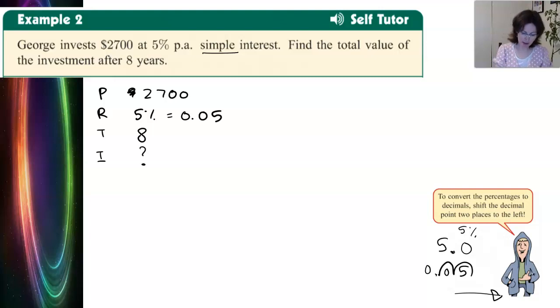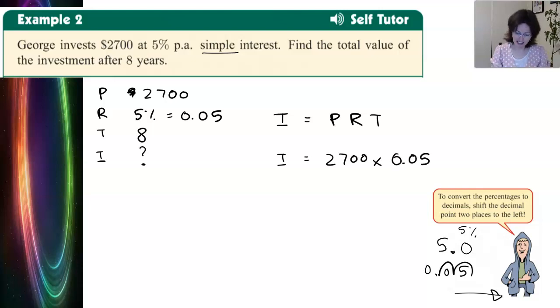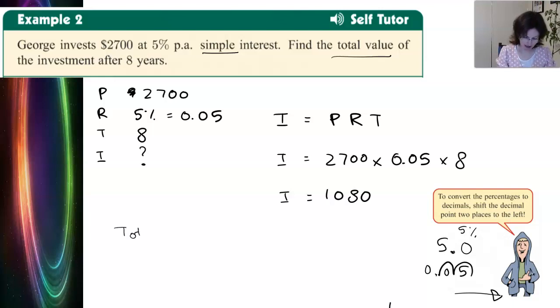So you would use the formula now where I is the subject, I is equal to PRT, and we substitute the values in. P is 2,700 multiplied by R, which is 0.05 in decimal form, multiplied by 8, and the answer we get is 1,080. Now that's the amount of interest, but go back and read the question. Find the total value of this investment after 8 years. So George put in 2,700, so we would say total investment.